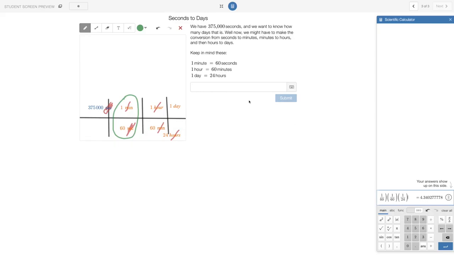So, as you can see, 375,000 seconds is equal to 4.34 days. That's the only unit we don't have crossed out, and so that's how we know that's what we're going to be reporting our answer in. So 375,000 seconds equals 4.34 days, and that is how you do a multi-step conversion such as that.